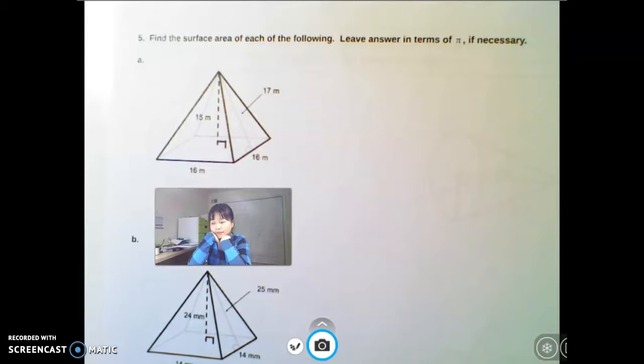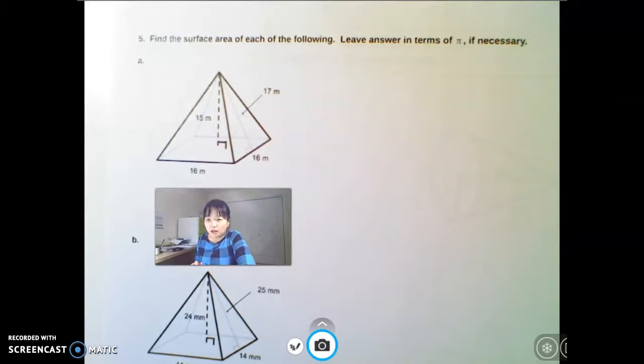Hello! So for today, we're going to talk about how to find surface area of a square-based pyramid and a cone shape and a sphere. So that's all the shapes that we're going to talk about, and then tomorrow it's going to be a mix of all of them.